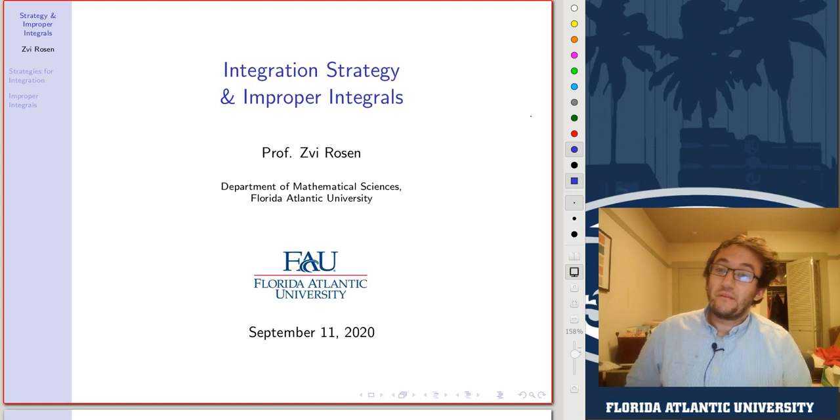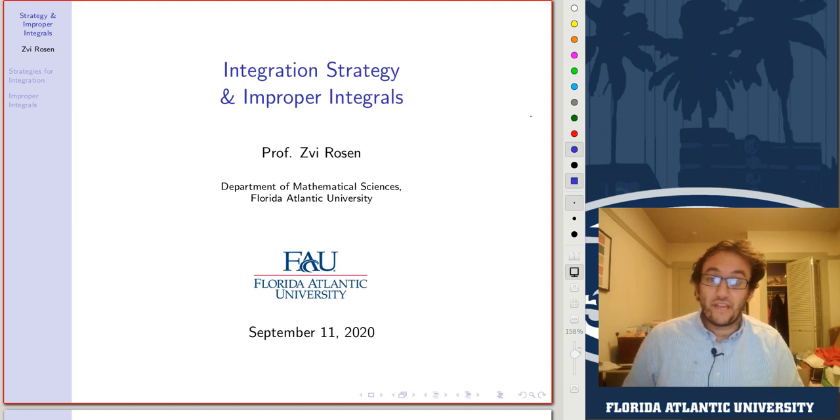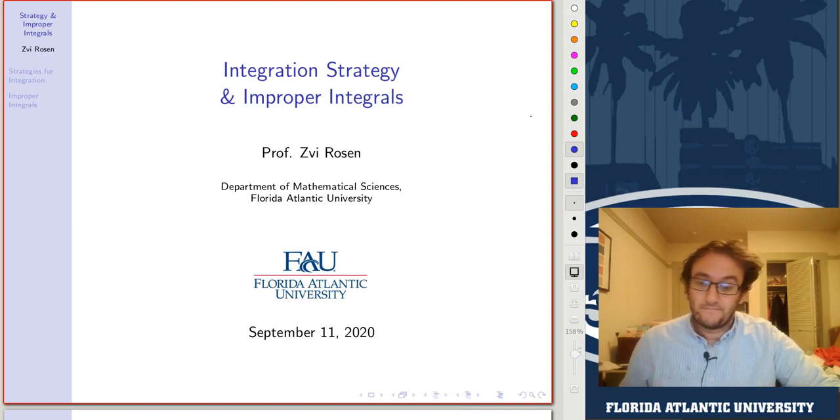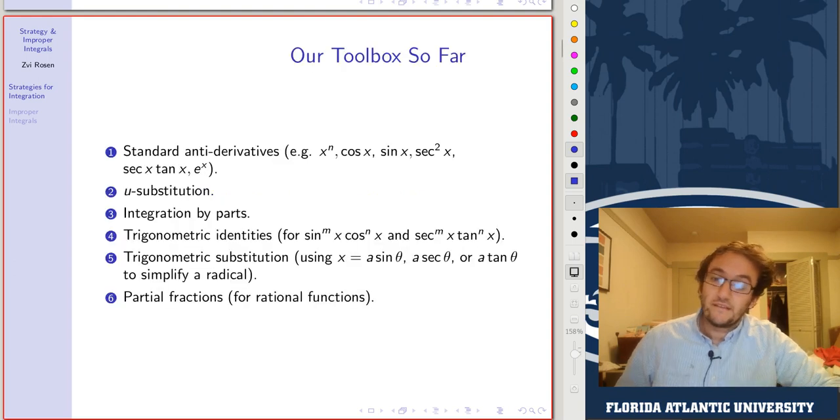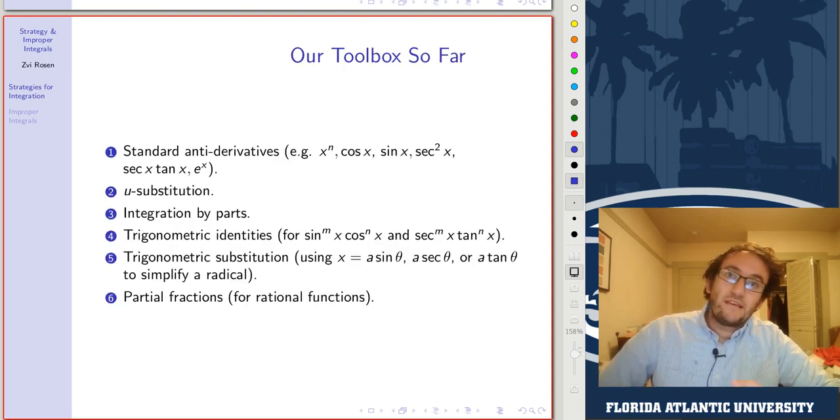Today we're going to talk about integration strategy and improper integrals. That corresponds to sections 7.5 and 7.8 in Stewart's calculus. First we'll go over strategies for integration, and this is section 7.5 in Stewart's calculus. And this section is all about putting together all of our tools that we've accumulated so far for integration.